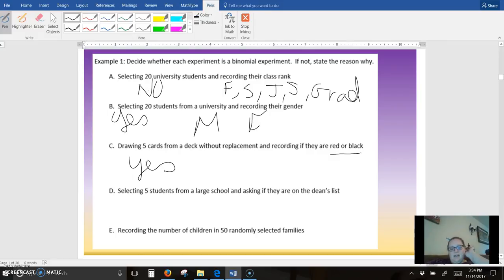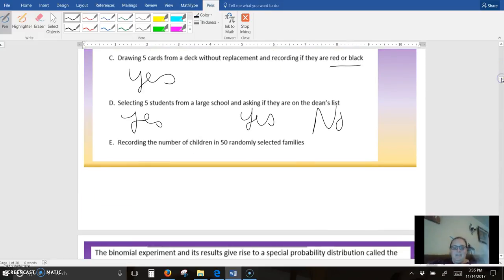By asking 5 students if they're on the dean's list. That is, because you're either yes on the dean's list or you're no on the dean's list. And recording the number of children in 50 selected families. All right, this is no, because we're not asking the gender of the children. We're saying how many do you have? You could have 0 kids, you could have 1 kid, you could have 2 kids, you could have 40 kids. All right, it goes on forever, like the options.